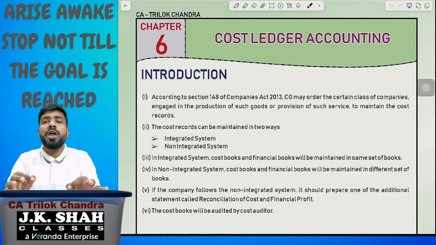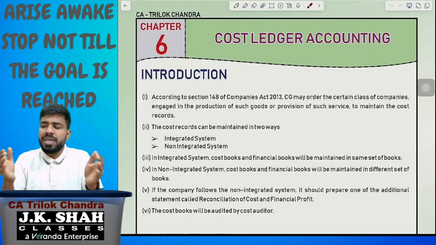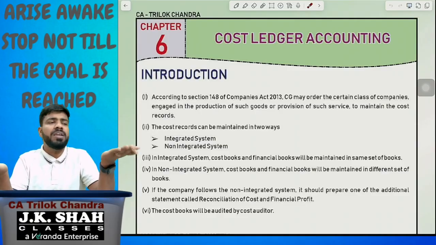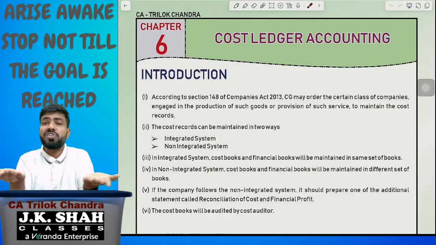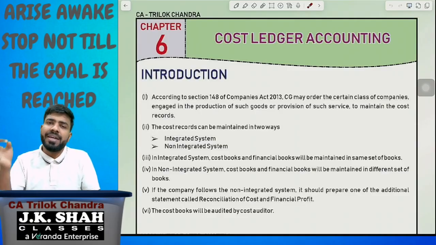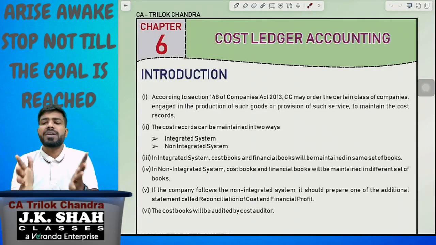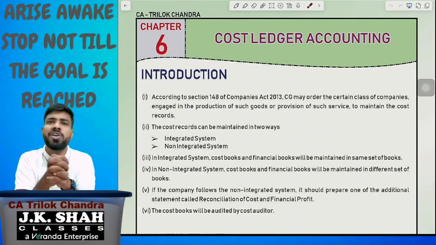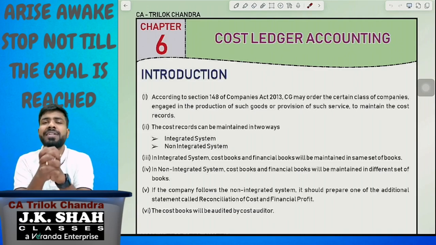In case of non-integrated system, the companies which need to maintain the cost books maintain a separate set for the cost books and a separate set for the financial books. This is called non-integrated system. In case of integrated system, the company will combine the books.